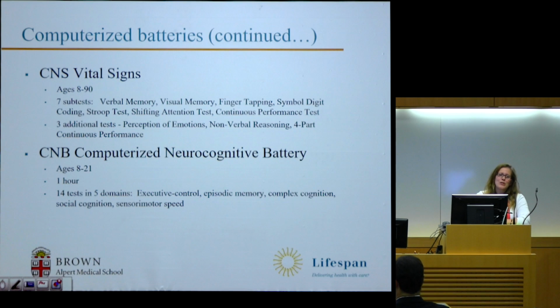And you can also see this issue of age. A lot of the computerized batteries are not going to extend downward to those very young children because, again, these tasks really have to be modified so much for them to be able to engage with them.